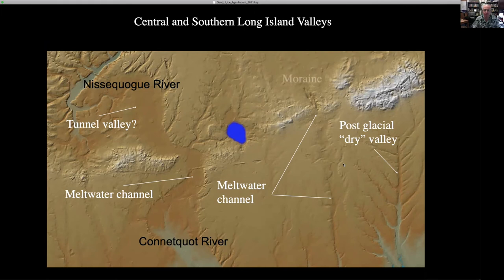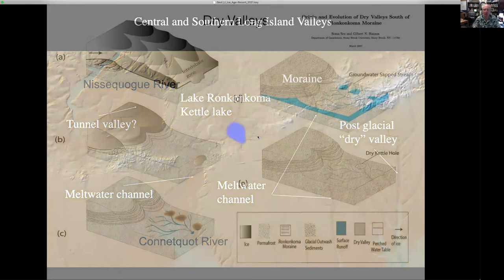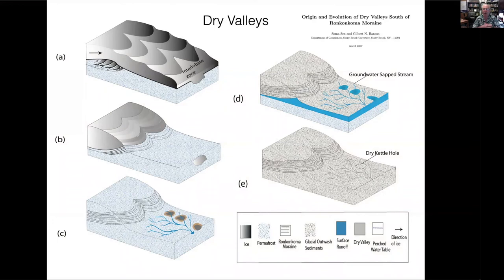And there's Lake Ronkonkoma. An explanation for the, how do you carve a valley without having a stream in it? Well, one suggestion would be, well, maybe in the past the water tables were higher, and so the upland extent of those valleys was able to intersect the water table.